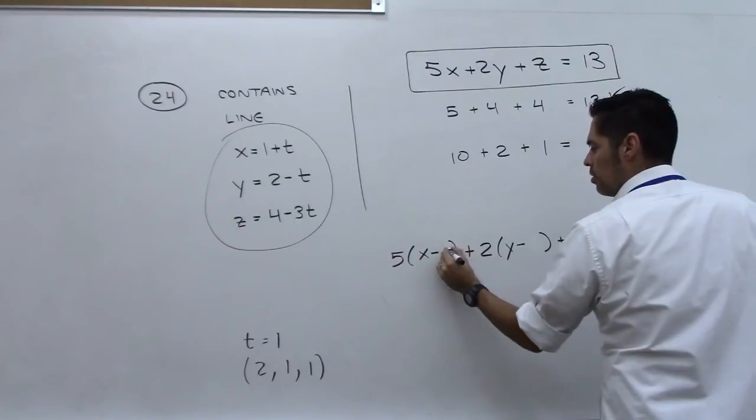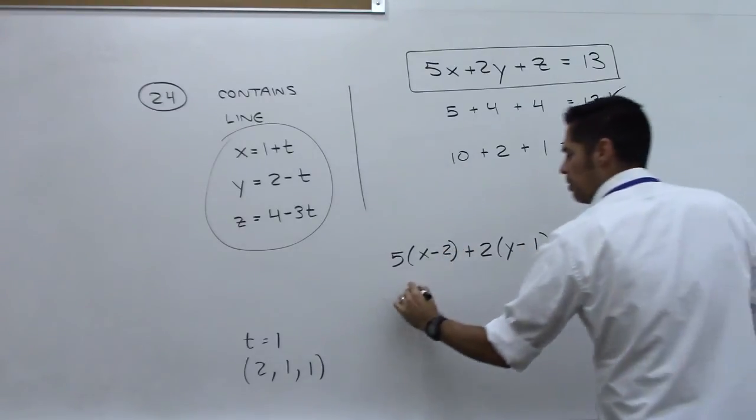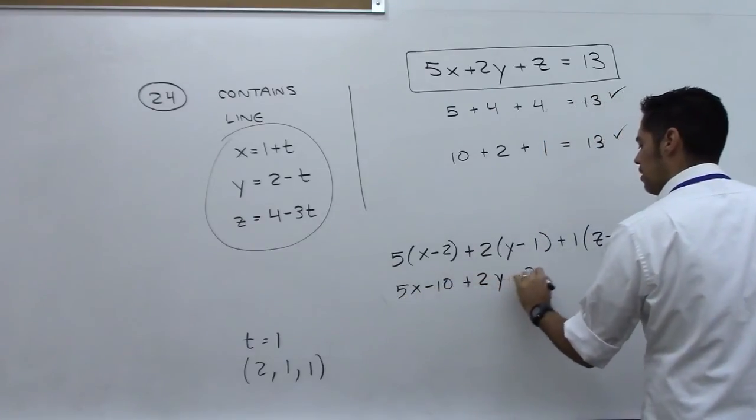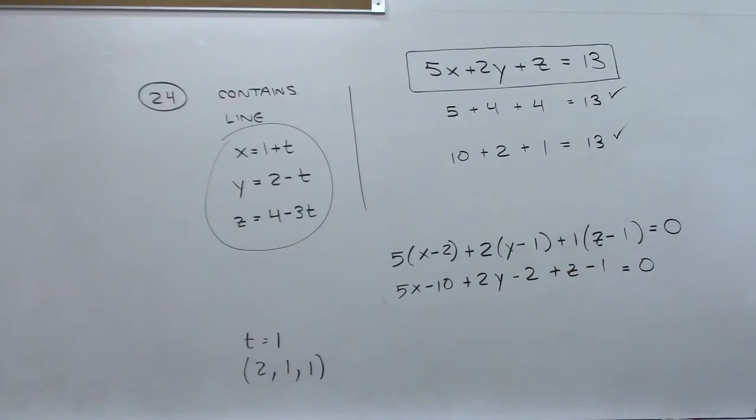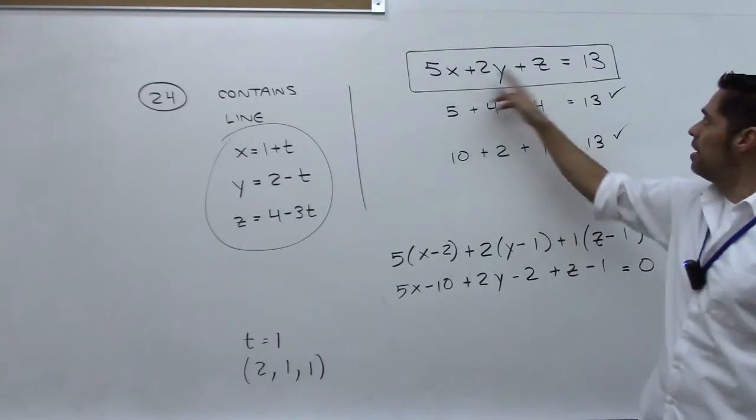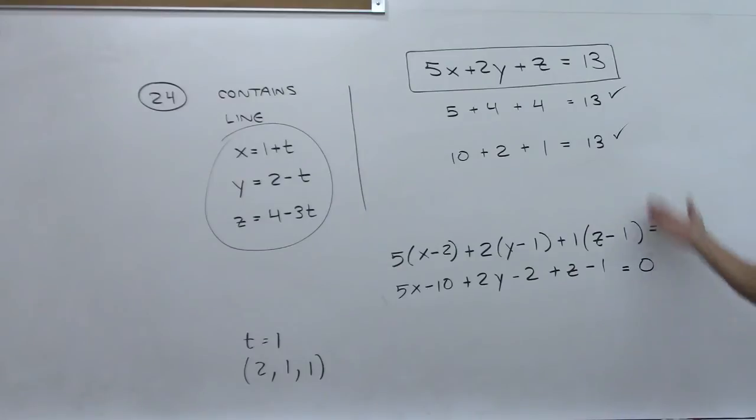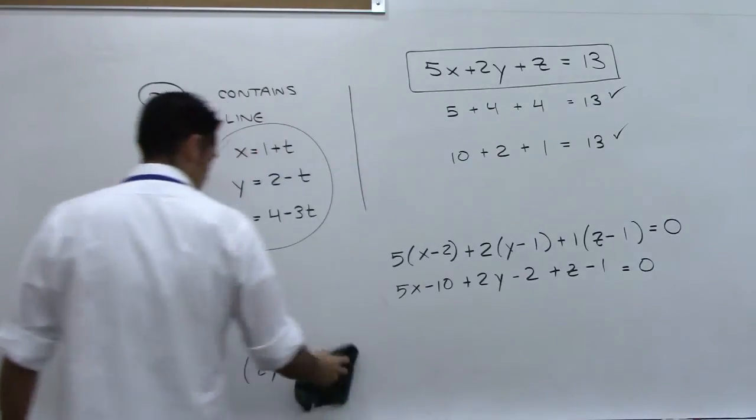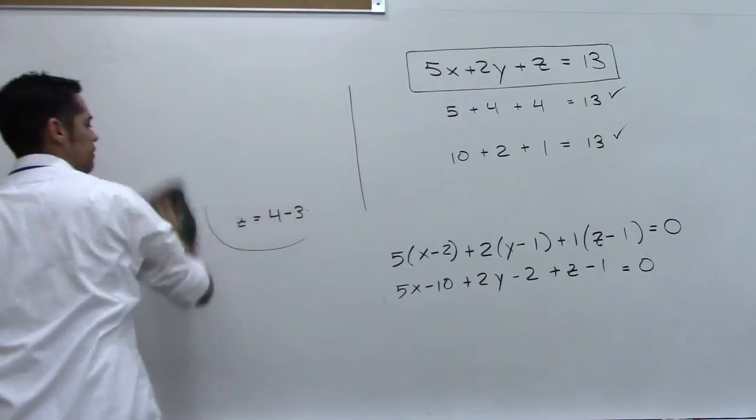So if I plug in here 2, plug in here 1 and 1, and distribute 5x minus 10 plus 2y minus 2 plus z minus 1, then I get, look, 5x plus 2y plus z, that's the same. Negative 10 minus 2 minus 1, that's negative 13, still 13. It works. It's the same. Amazing. We're done.